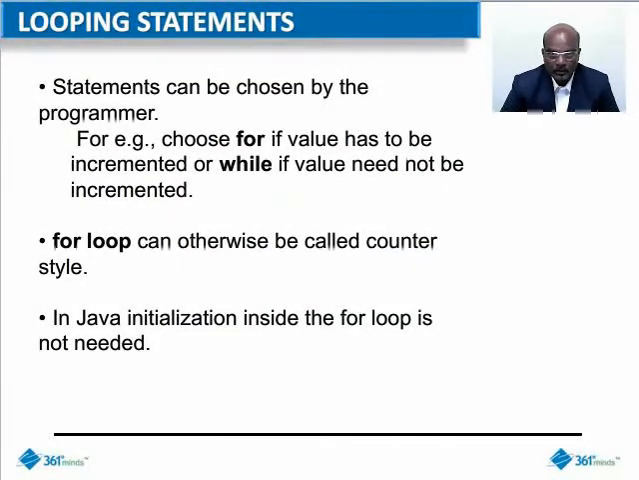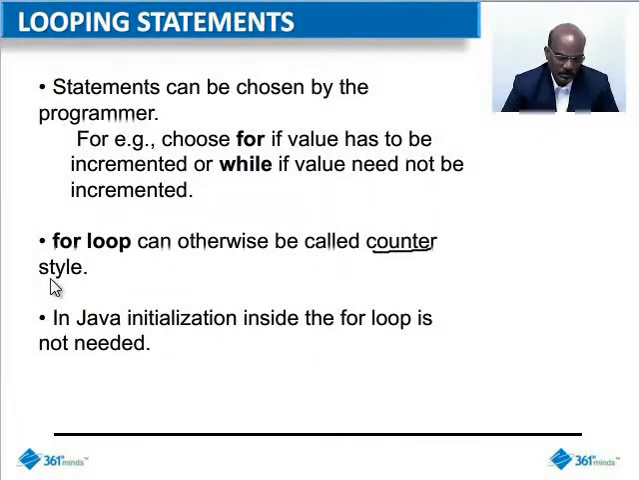We next come to the looping statements. The statements that get looped, for example in a for loop, the statement gets looped by initialization of a value, and then a condition is checked, and then the value is incremented or decremented. In this example you can see that we have given a small hint as to how a programmer can use his program. He can choose for if the value has to be incremented. If not, a while can be used. The for loop can otherwise be called a counter style loop, and it's very simple.